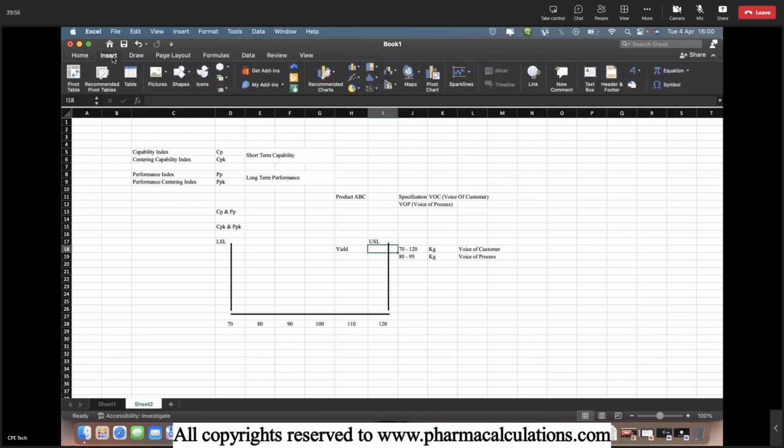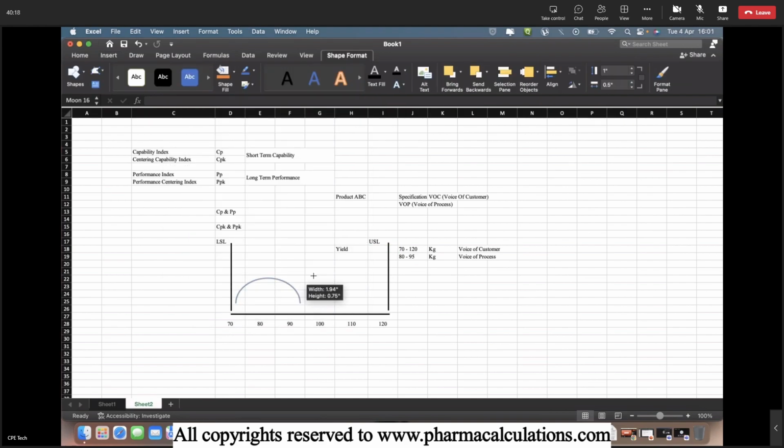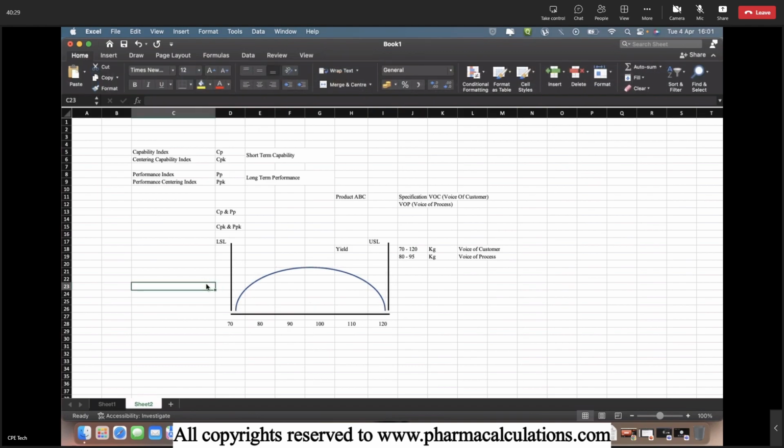Now let's see the distribution of the data. Let's say this is how the data has been distributed. These are the classes, and on the y-axis, let's say it's the frequency. Frequency means how many data points are available in these classes. So the data distribution is shown like this. That means all the data points are available within the specification limits, so the CP and PP values are going to be high.